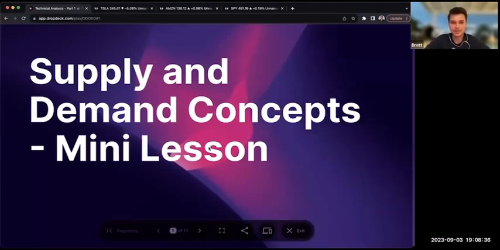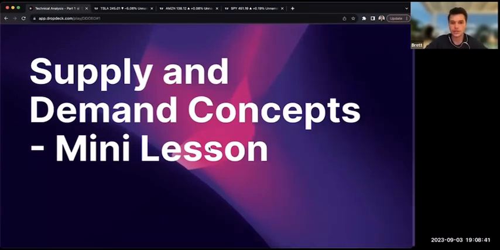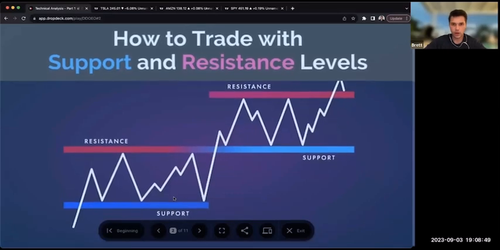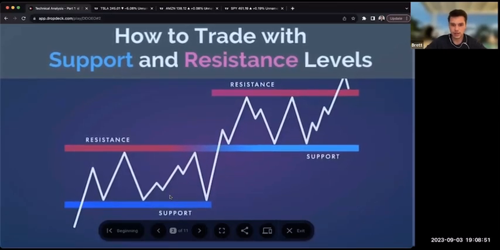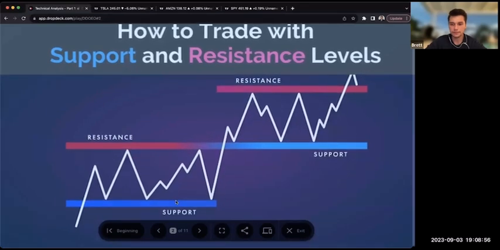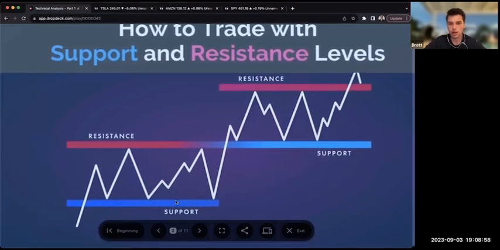All right, cool. So the game plan today is supply and demand concepts. You guys already know it. It's a mini lesson, probably 30, 45 minutes. We're going to get into it as quickly as possible and go through everything I know about supply and demand. Without further ado, let's move to the next slide. So how do you trade with support and resistance levels? That's the game plan of today. And we're going to talk about what you do in a chart, what the actual process is for me.